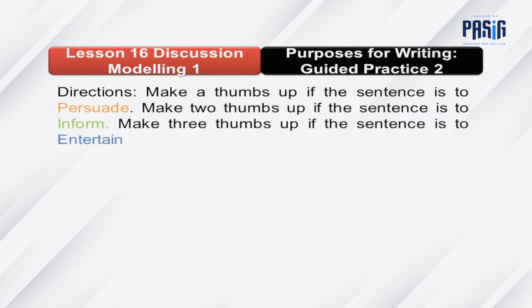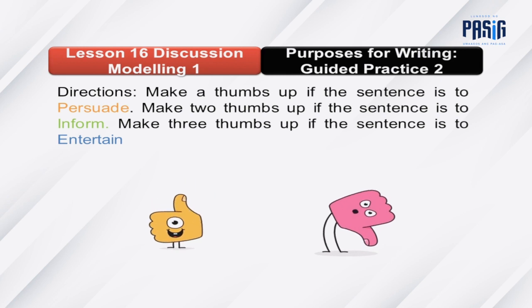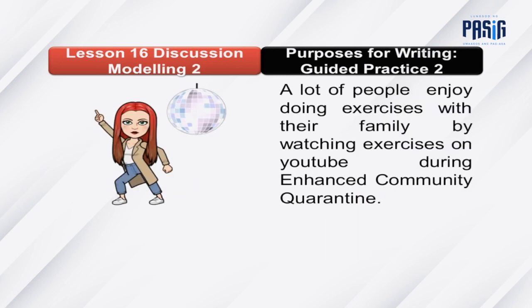Let's try a few items as practice exercise. Make a thumbs up if the sentence is to persuade. Make 2 thumbs up if the sentence is to inform. Make 3 thumbs up if the sentence is to entertain. Let's begin. A lot of people enjoy doing exercises with their family by watching exercises on YouTube during enhanced community quarantine. Is it 1 thumbs up, 2 thumbs up, or 3 thumbs up?